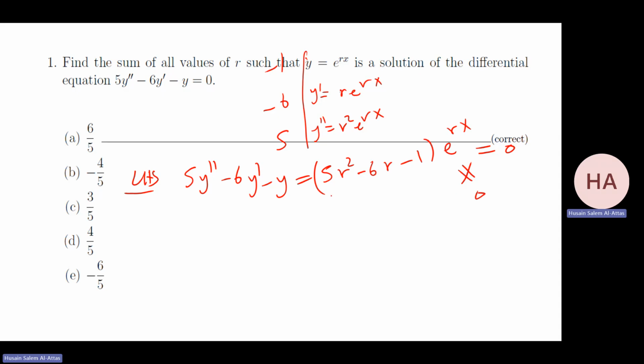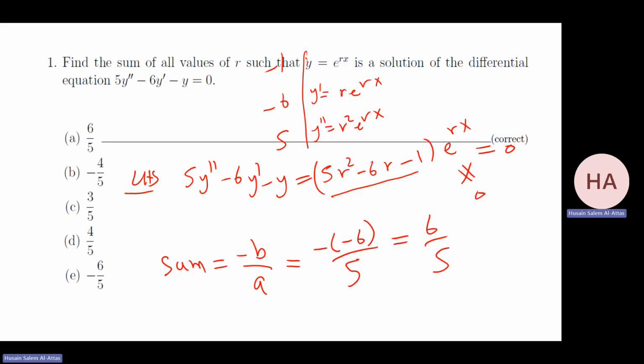Here, either you can solve it, or I can say directly the sum is minus b over a. So it's minus minus 6 over 5, which is 6 over 5. No need to factor it.